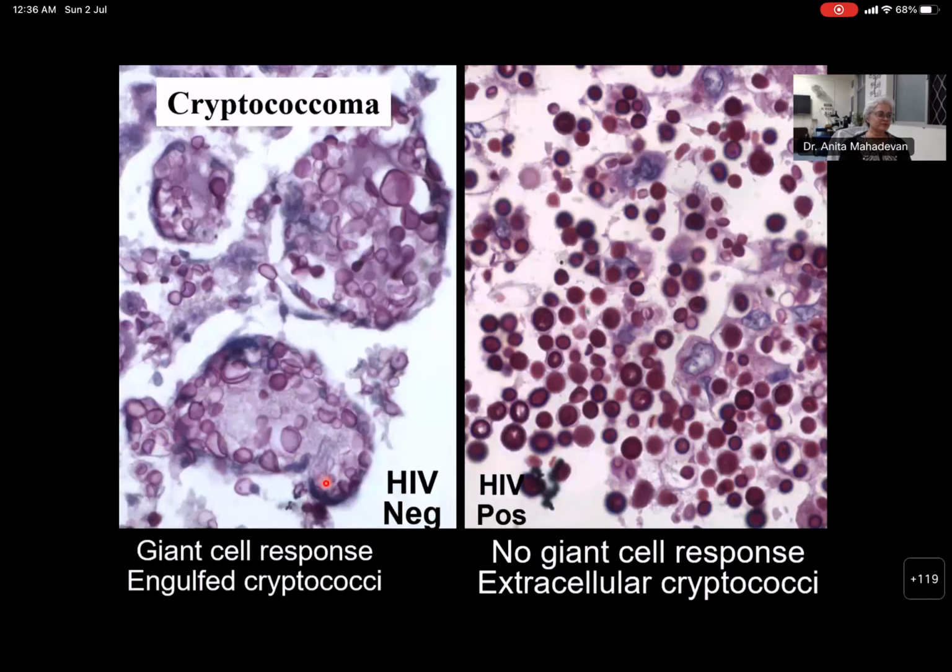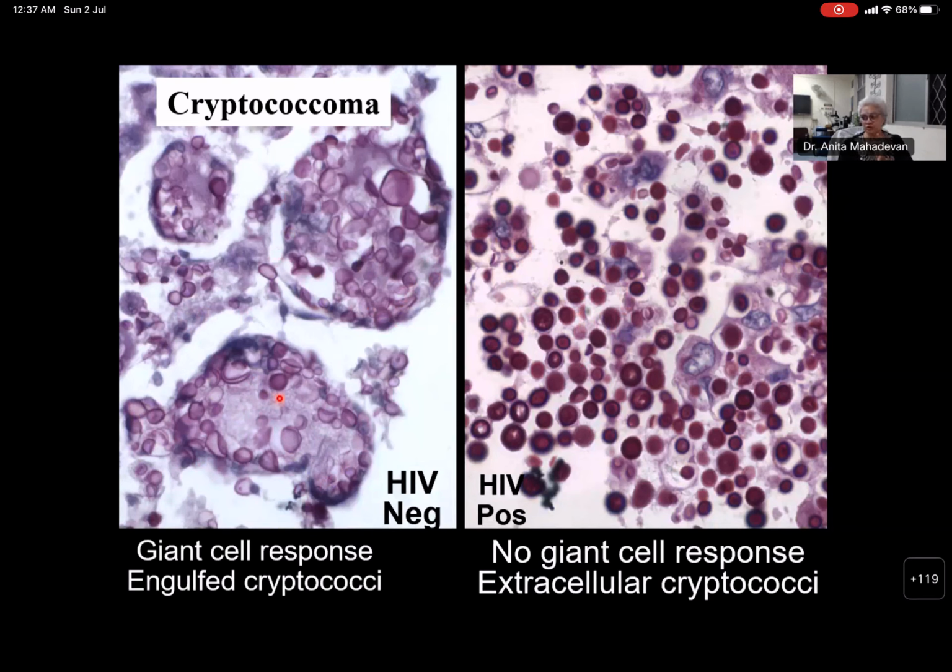But to confirm it, of course, we can do, what is this name? Yeah. And this is a PAS stain actually. This is mucicarmine, and you can see the beautiful magenta colored yeast. And here you can see that they are enclosed within giant cells. Here they are free. So remember, the immune response is going to dictate the host response.